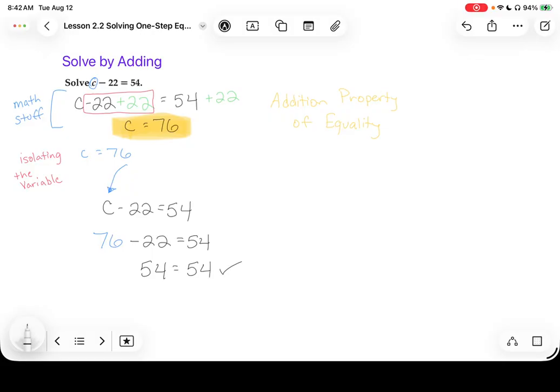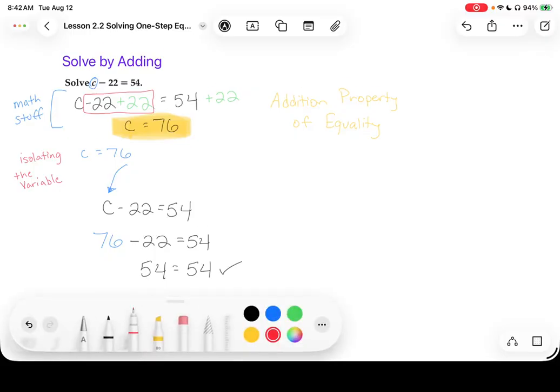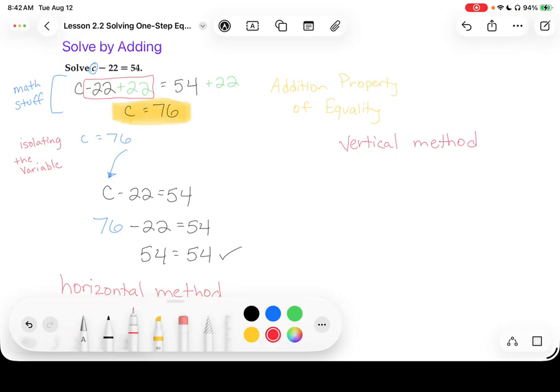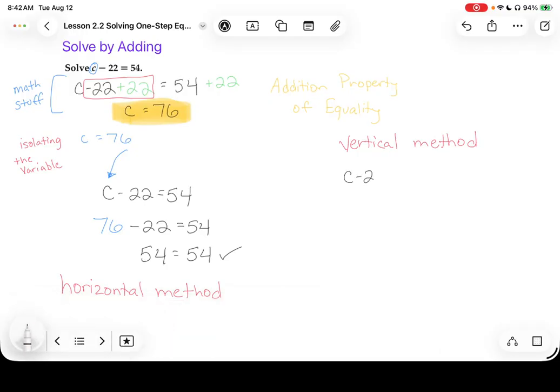The way that I solved this equation just now is what is called the horizontal method. It's called the horizontal method because whenever I added 22 to both sides of this equation, I wrote it all in one line, straight across from left to right. There is another method for solving this that you may be more familiar with called the vertical method. I'm just going to real quick show you what this looks like because this is the method that you're more than likely going to use. I shouldn't even really call it a different method. It's just a different way of writing it.